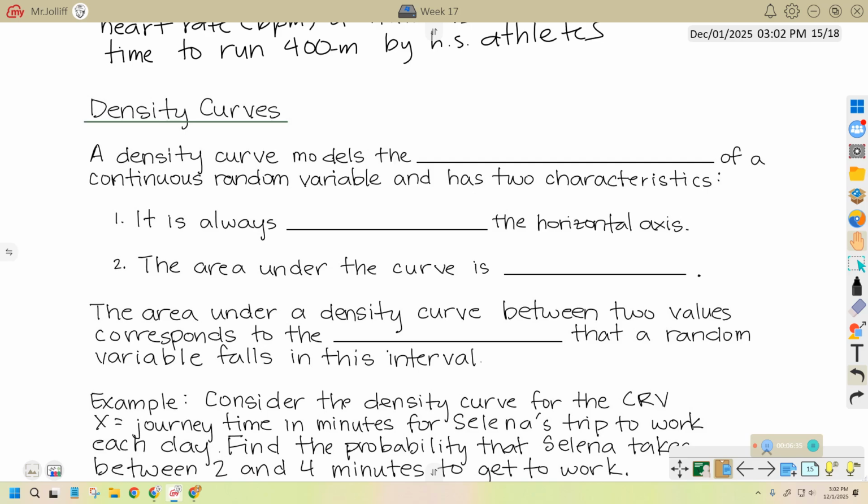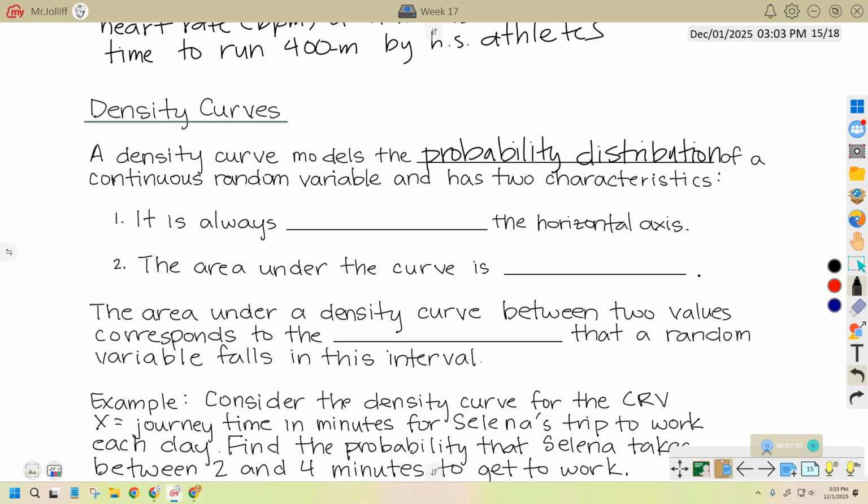Density curves model the probability distribution of a continuous random variable. So density curves do for continuous random variables what probability tables and histograms do for discrete random variables. And they follow the same rules that discrete probability distributions do, and those follow the same rules that all probability does. So there were two rules for all probability.